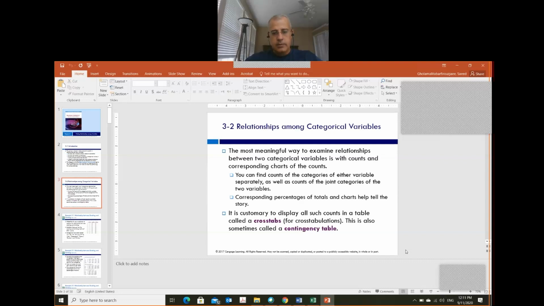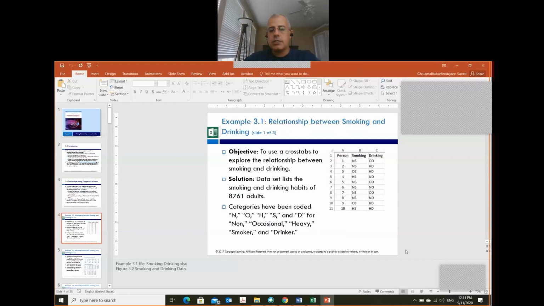So now, let's look at the relationship between two categorical variables. The most meaningful way to examine the relationship between two categorical variables is with counts and corresponding charts of the counts. We can count the separate values of a variable and then report it in a table called a cross table or contingency table. Now let's go to the first question.